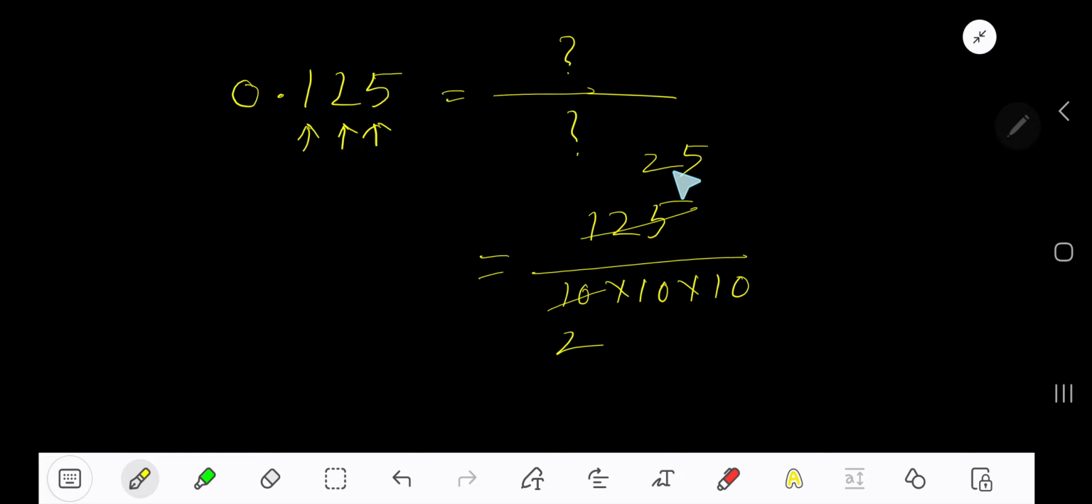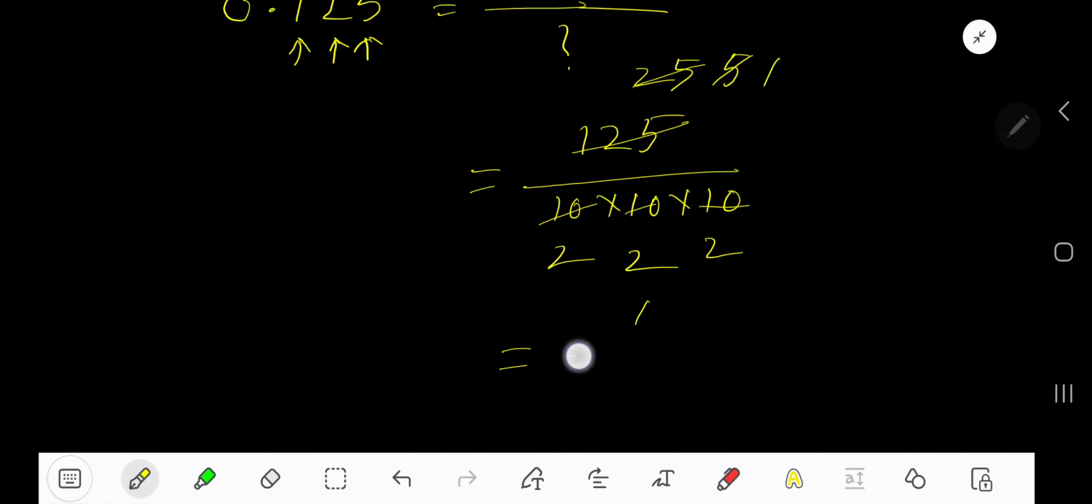Again, 25 is divisible by 5, this 10 is divisible by 5. You'll get 2. If you divide this 25 by 5, you'll get 5. Again this 5 is divisible by 2, this 10 is divisible by 2, you'll get 2, and you'll get 1.